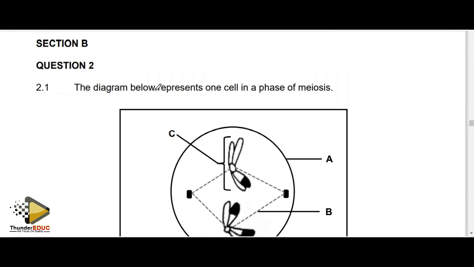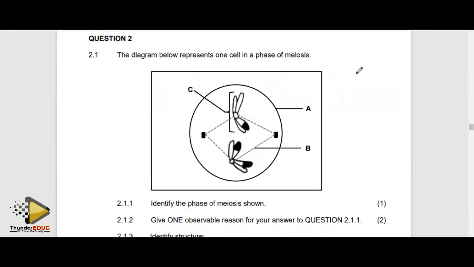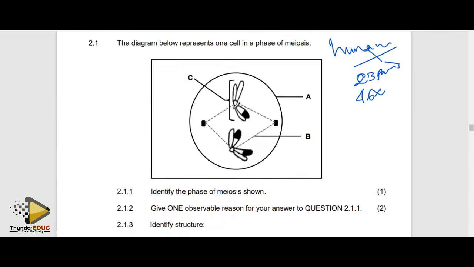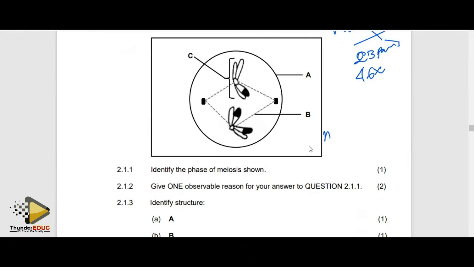Question 2, they are saying that the diagram below represents one cell in a phase of meiosis. They are not saying that this is a human cell. They have not talked about the word human, so you must not think about 23 pairs of chromosomes, please. Don't talk about 46 chromosomes. Now they are saying to identify the phase of meiosis. They are along the equator, so because they are along the equator, the phase is going to be metaphase.